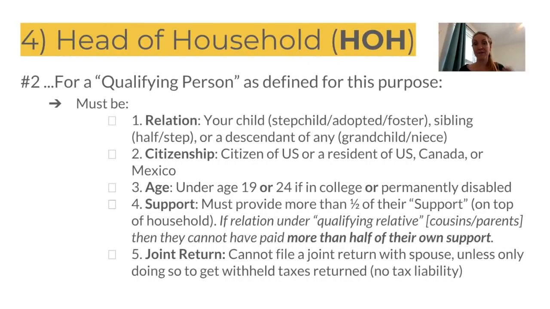So the person must pay more than half to maintain a home. Now, for this qualifying person, they must be a child, which can be step or foster or adopted, a sibling, or a descendant of either. A descendant of a sibling or a descendant of a child: grandchild, niece. Citizen of U.S. or resident of U.S., Canada, or Mexico. Age, under age 19 or 24 if in college, or any age and permanently disabled.